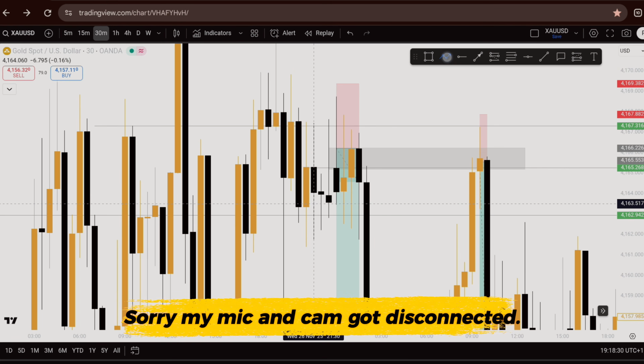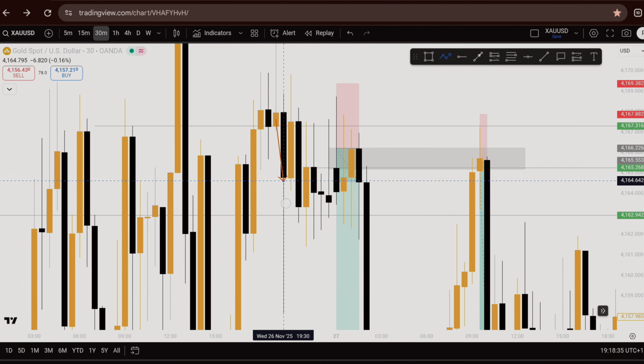Okay, so guys, what I was waiting for it to do was create that structure here, which is a continuation pattern to the downside. We see it push upside, then it broke to the downside. And this is what I wanted to see first.